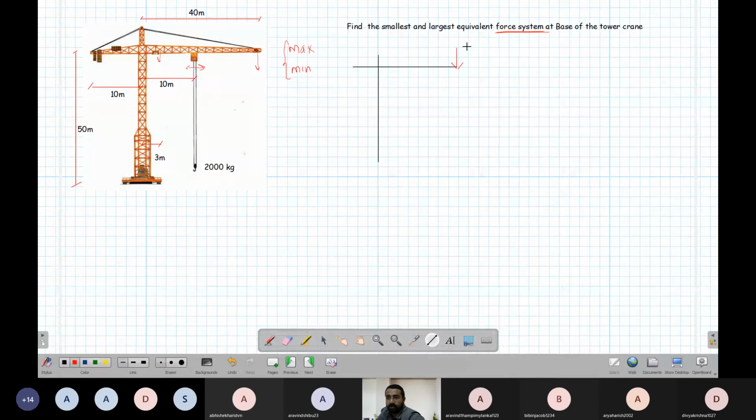This will be the force. Okay, here the force will be. That is at 40 meters.